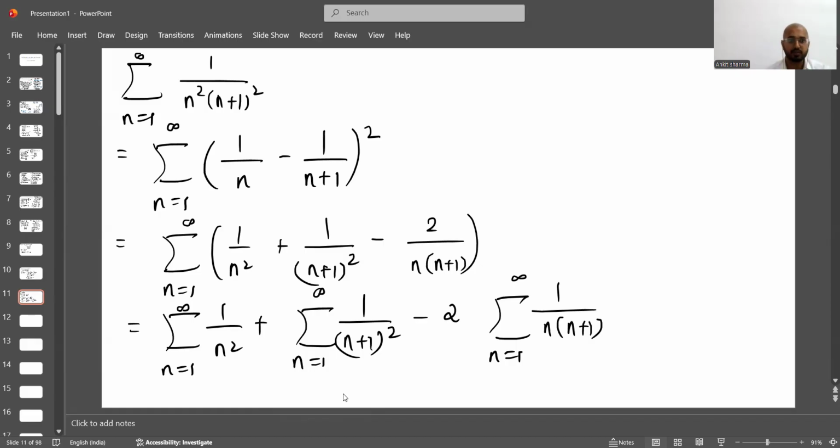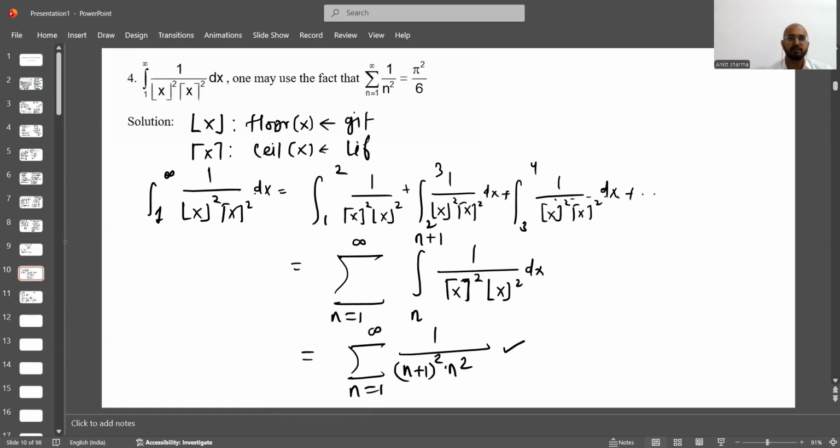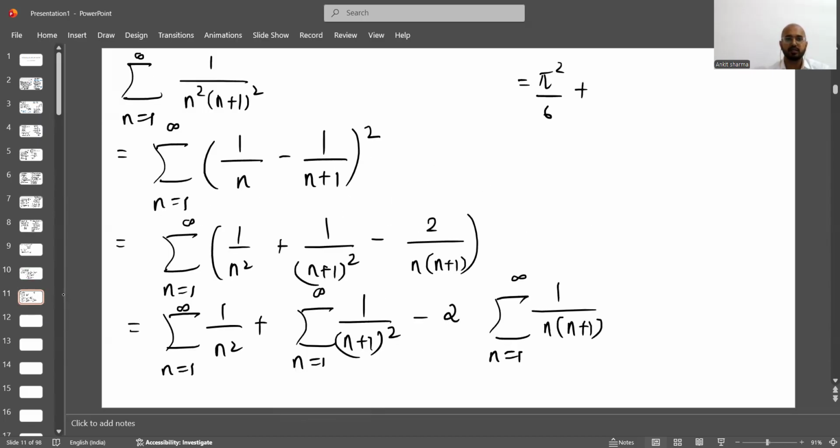And this one we are given the fact that this series is nothing but pi squared over 6. It's given here that the sum of 1 over n squared is pi squared over 6. And this series starts from 2, which is nothing but pi squared over 6 and then minus 1. And then now minus 2 times the sigma, so sigma n is equal to 1 to infinity.